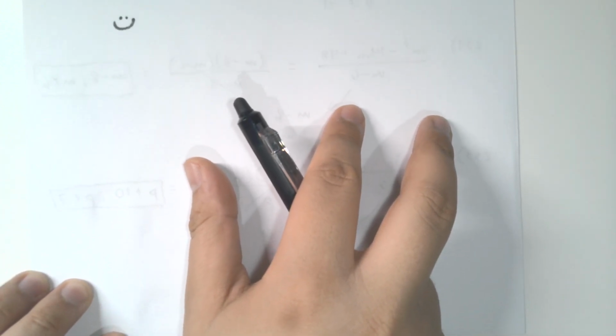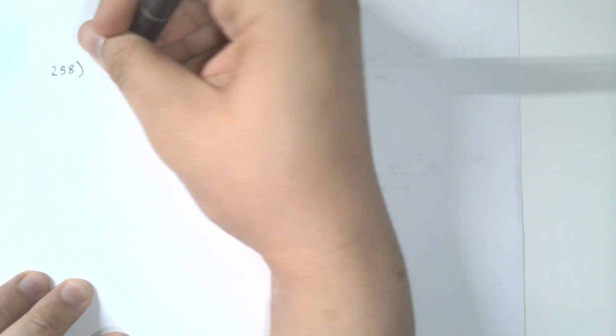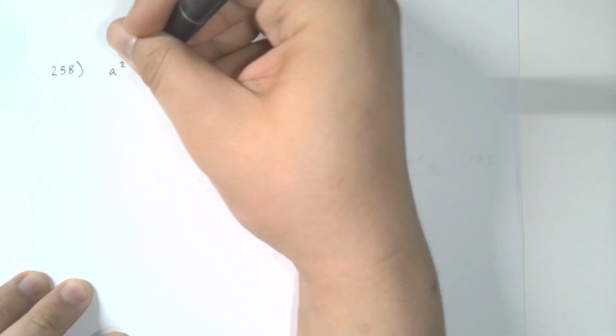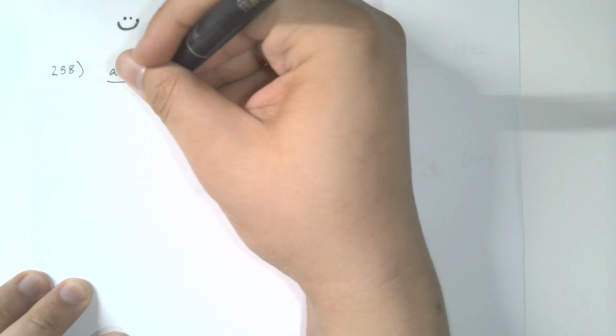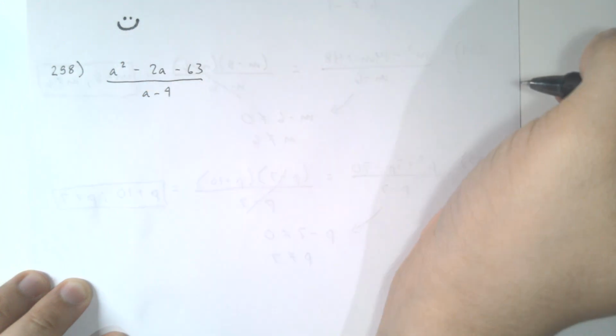Keep the smiley face in view. What about number 258? We have a squared minus 2a minus 63, all divided by a minus 9.